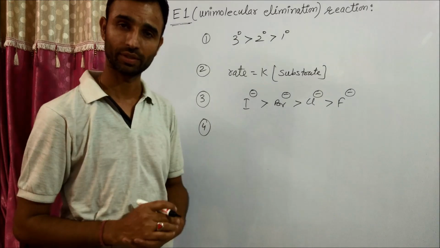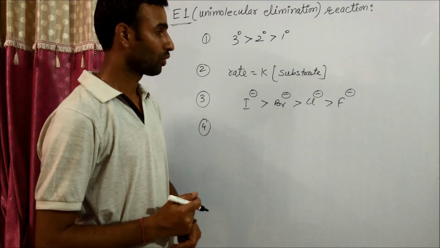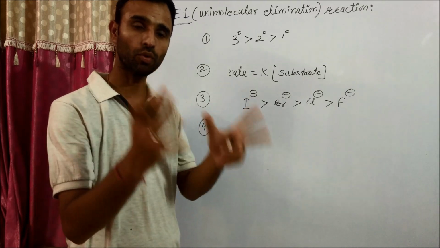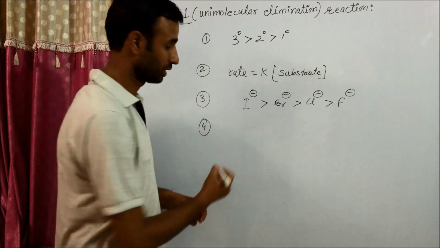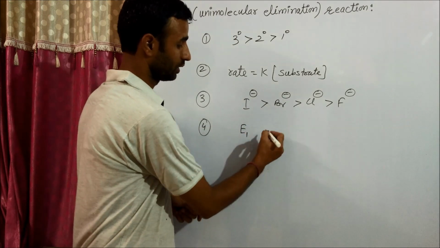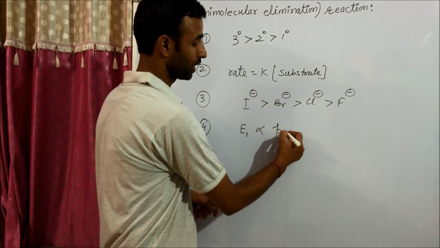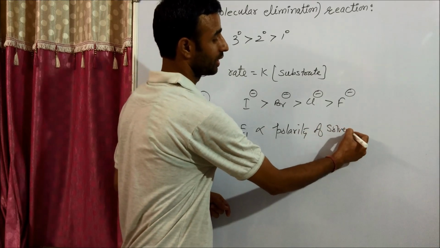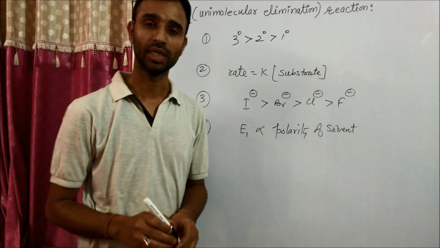What about solvent? As carbocation is formed as a reaction intermediate, a more polar solvent favors this reaction. So the rate of E1 reaction is proportional to the polarity of the solvent. As polarity of solvent increases, the rate of E1 reaction increases.